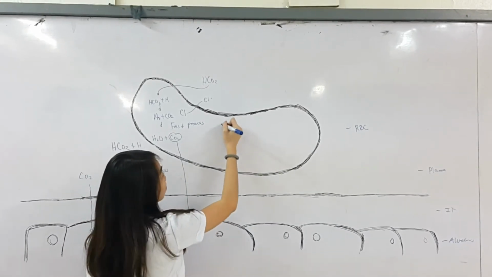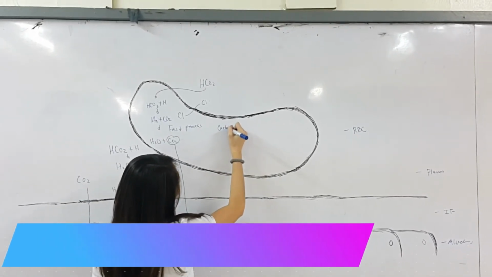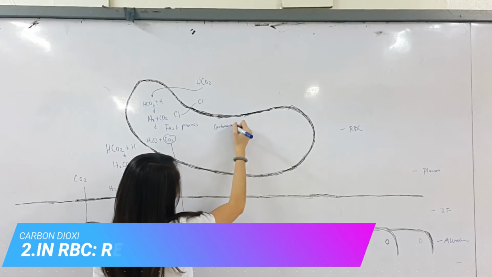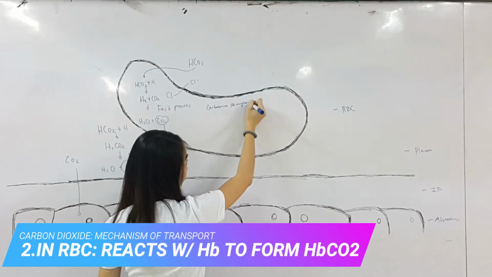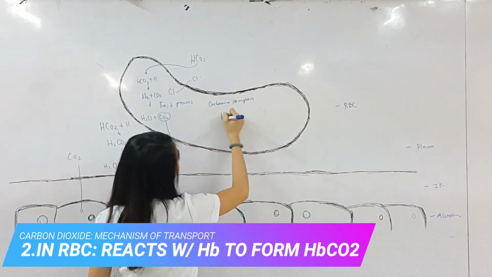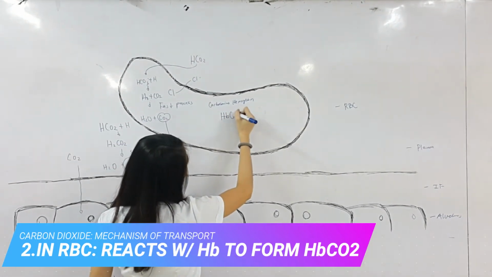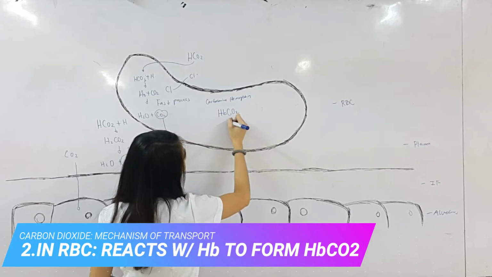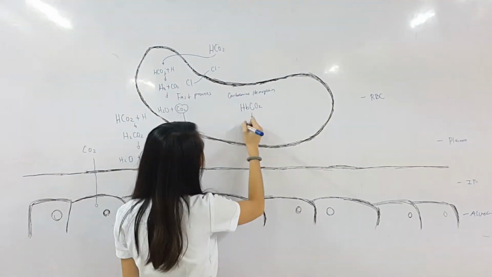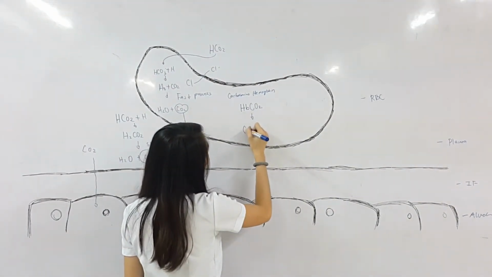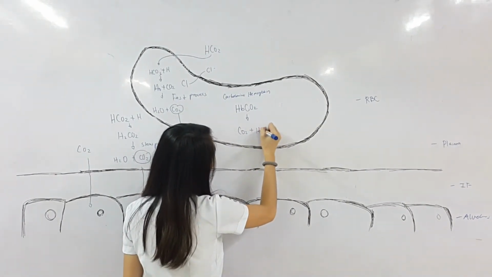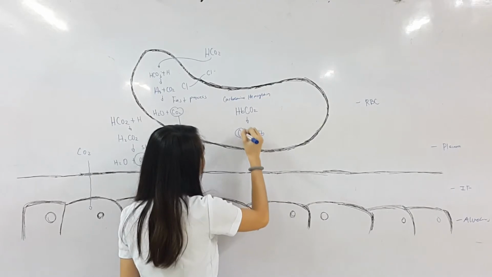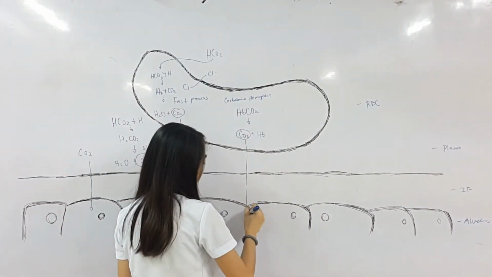So next will be the carbaminohemoglobin. They will dissociate and will form carbon dioxide and hemoglobin, and the carbon dioxide will enter the alveolus.